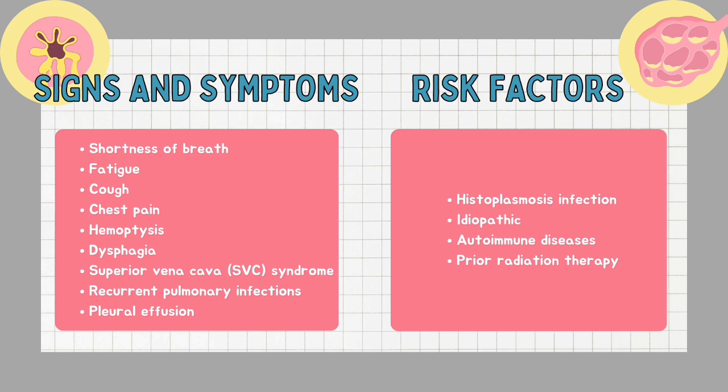Next, idiopathic. The less common subtype, idiopathic FM, has no known cause and may be associated with autoimmune diseases, vasculitis, or other rare disorders. Other risk factors include autoimmune diseases. Individuals with autoimmune diseases may have a higher risk of developing fibrosing mediastinitis, especially the non-histoplasmosis related form. Next, prior radiation therapy. Radiation therapy to the chest can also increase the risk of fibrosing mediastinitis.